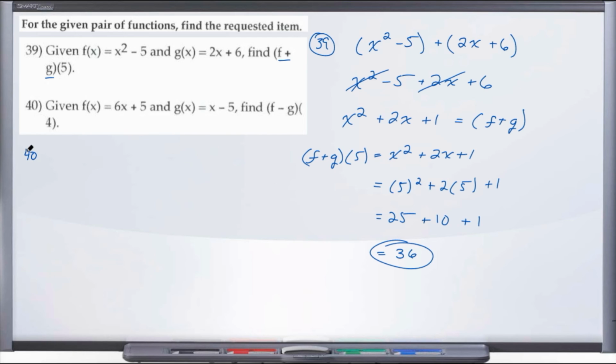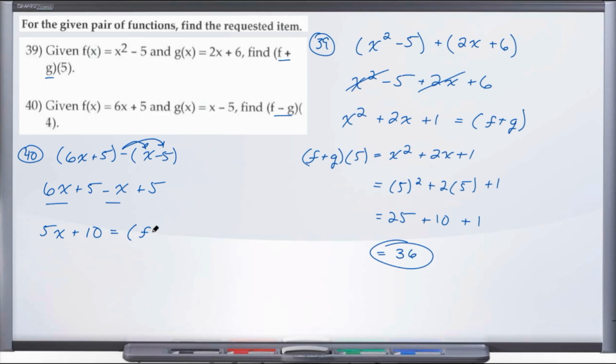All right, in number 40, we're going to go ahead and do the same thing, it looks like, except now we're subtracting. So we have the function f, which is 6x plus 5, minus the function g, which is x minus 5. And because this is a subtraction, we're going to go ahead and distribute this negative through and drop the first set of parentheses since there's nothing out front to distribute. So we have 6x plus 5 minus x plus 5. Combining like terms now, we have 6x minus x, so that's going to be 5x, and then plus 10. So this here is f minus g.